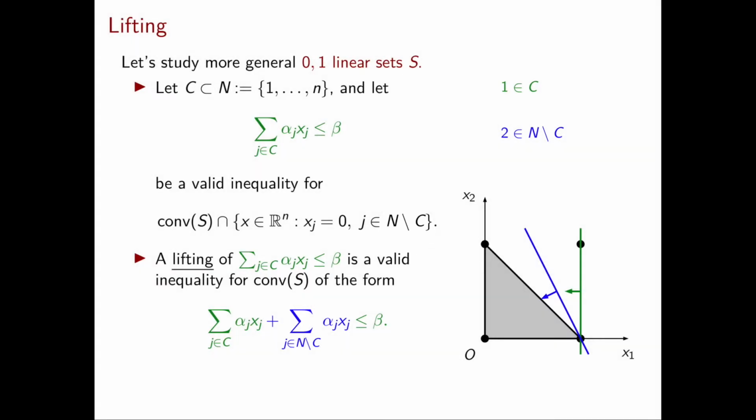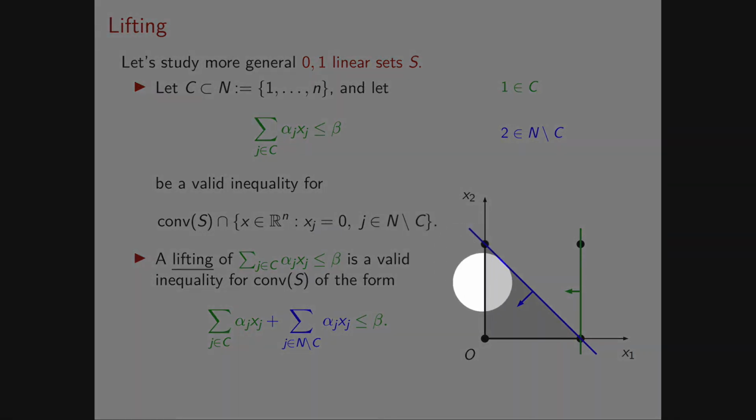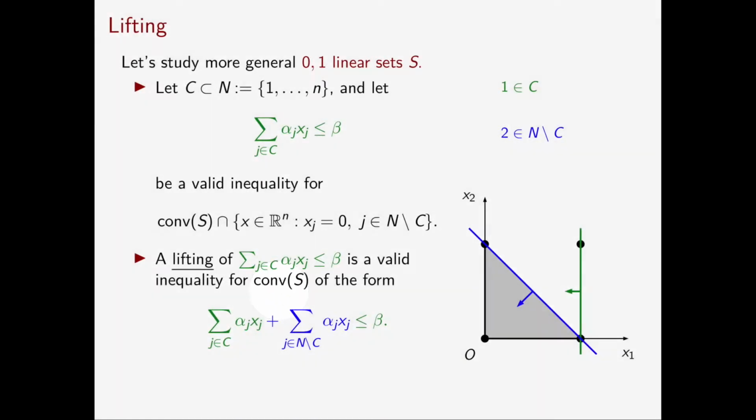And this makes us immediately understand that in order to obtain the strongest lifting of our original green inequality, we need to essentially maximize alpha 2 in this case. So this is the strongest lifting that you can obtain. This is the inequality x1 plus x2 less than or equal to 1, and it is a lifting of x1 less than or equal to 1 because it's of this form and it's still valid for the triangle.